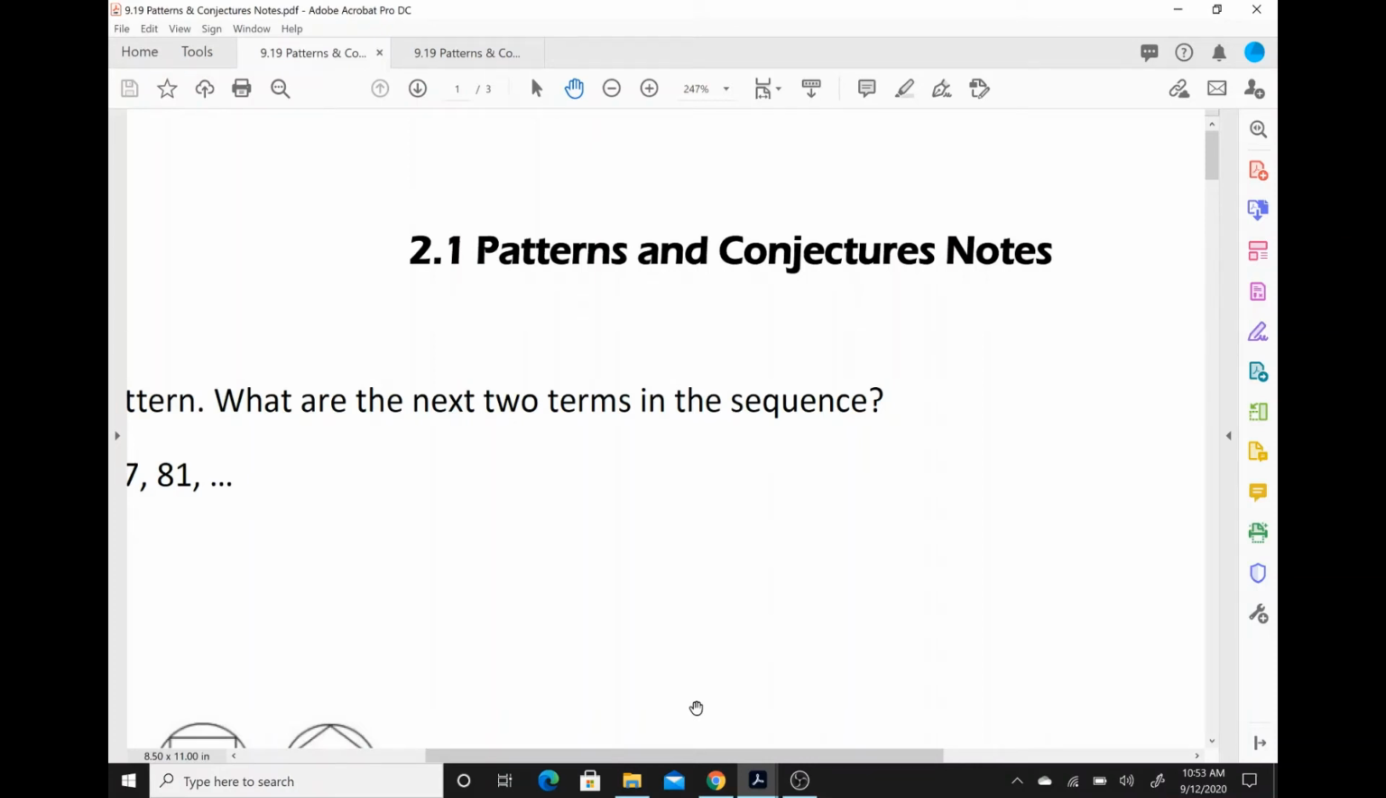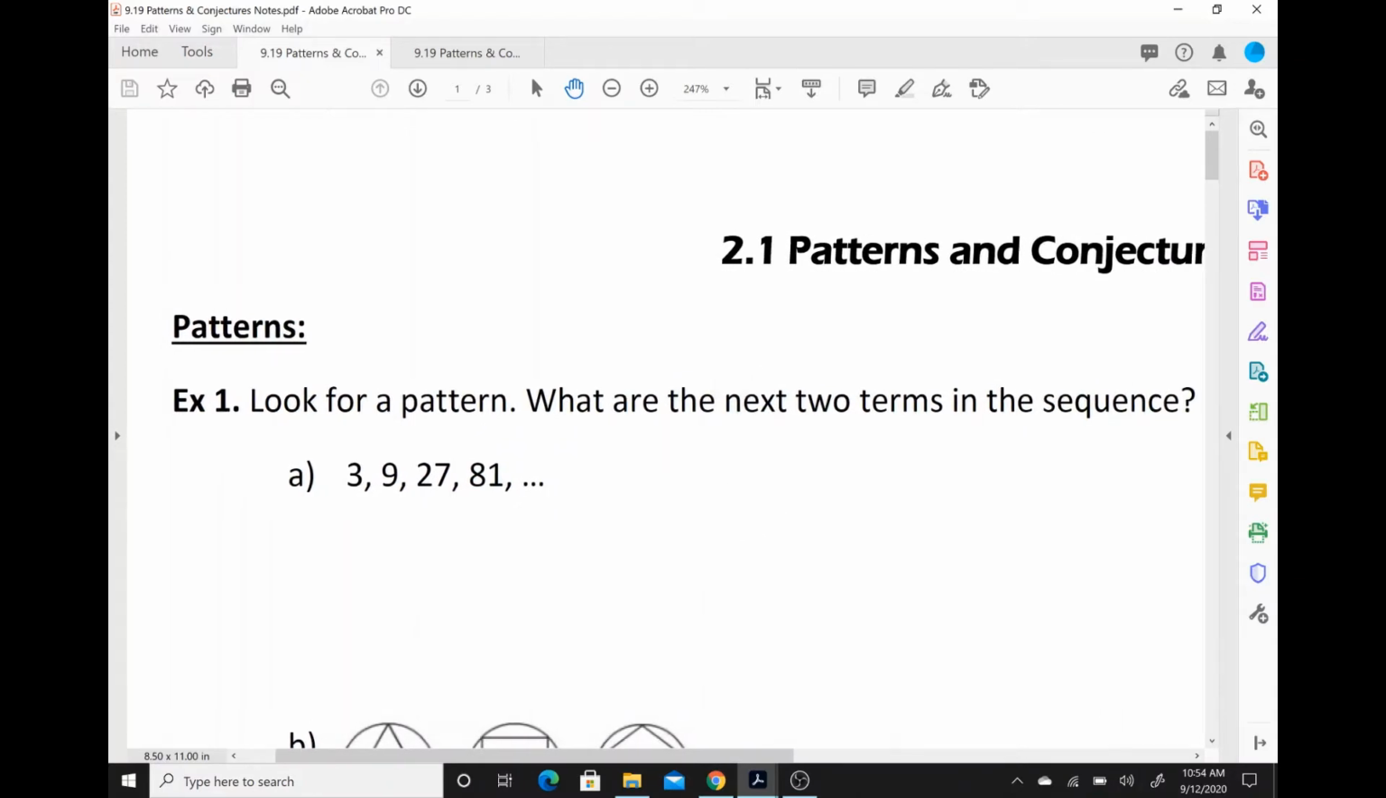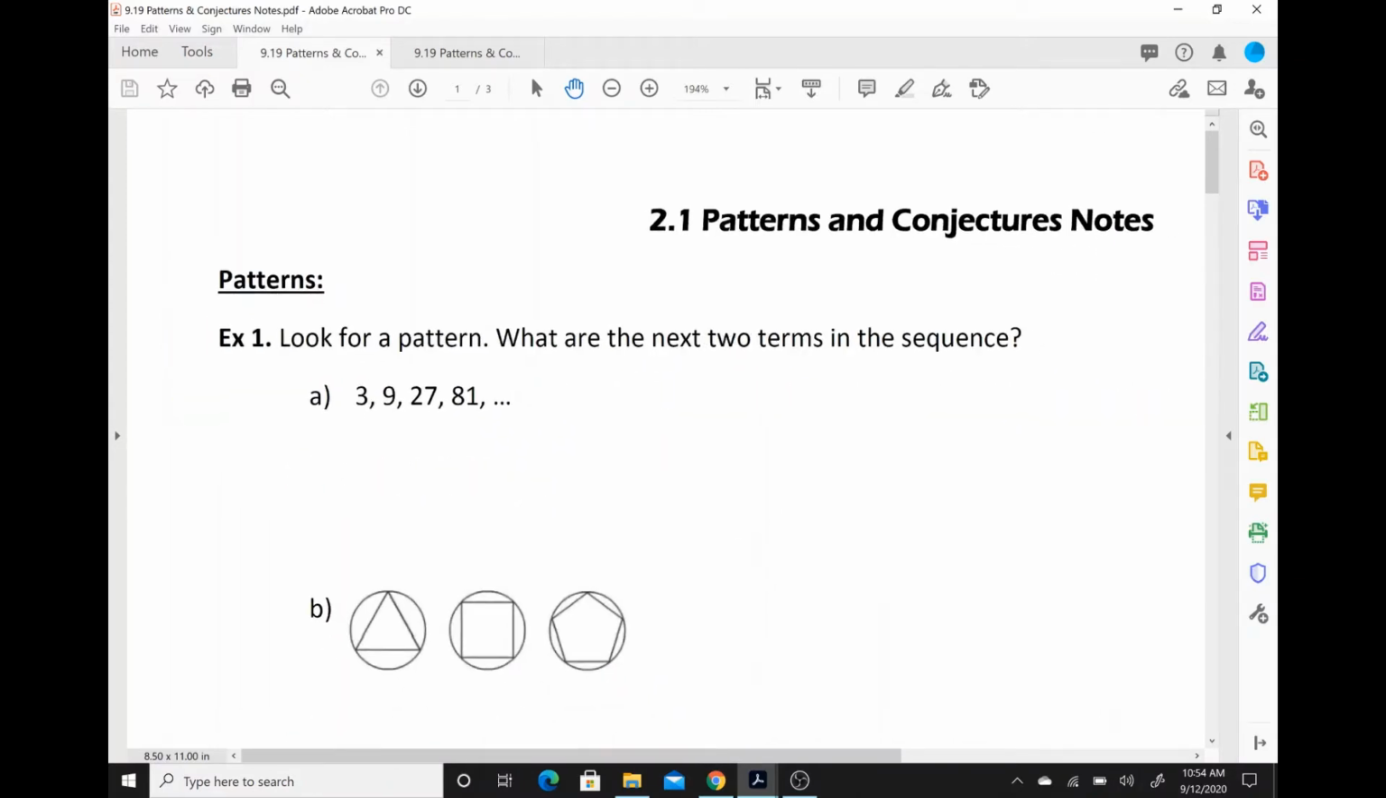It's Miss Campbell, and today we're going to cover patterns and conjectures. Patterns and conjectures is basically looking at different sequences of either numbers or pictures, finding a pattern, and then using that to make a prediction. That's what a conjecture is. Okay, and you don't need to know the formal definition. It's just using information that you have to make a prediction about something that would happen in the future.